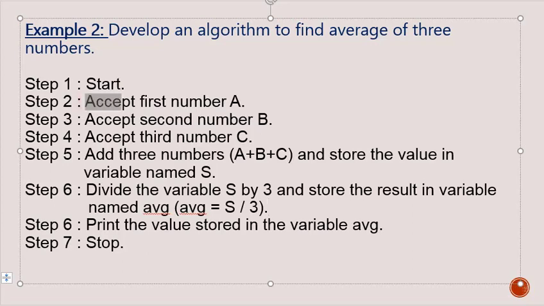In step 2 and step 3, in place of accept we can also write input, and where we are printing the variable, in place of print we can also write display. Remember one thing: while writing an algorithm it should be in plain and simple English. An algorithm should not contain any kind of programming code.